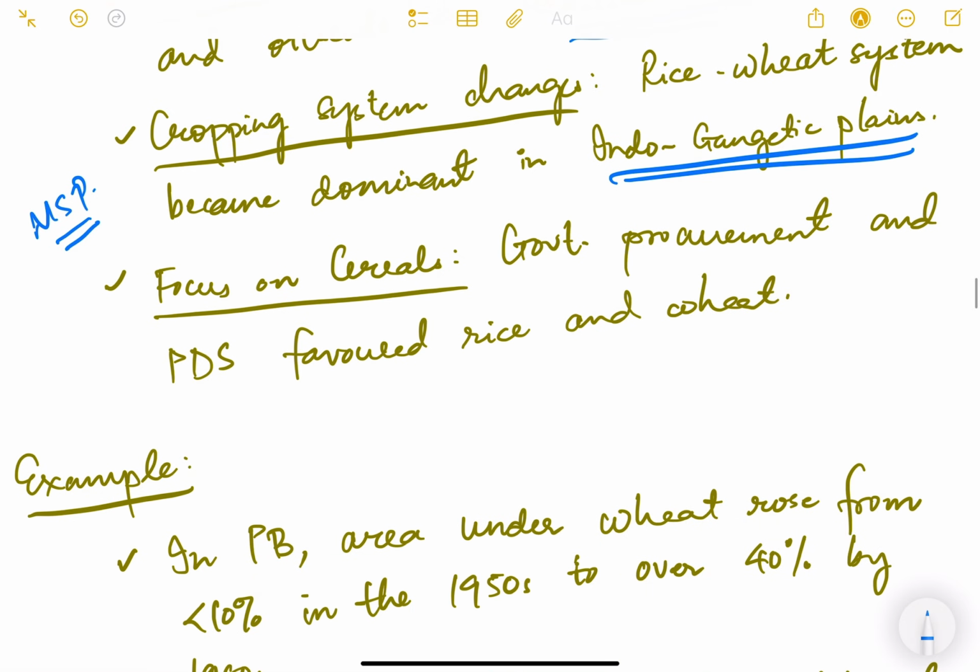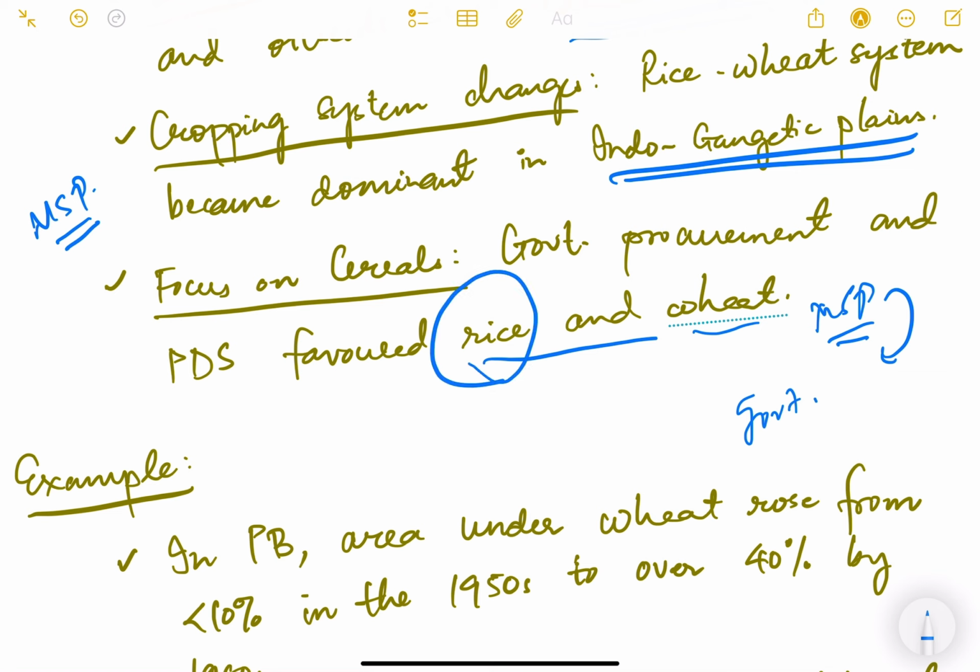And focus on cereals. Government procurement and PDS favored rice and wheat. As I have told you that procurement, that is announcement of MSP, and after announcement of MSP, government also procures, means directly buys it from the farmers. So procurement focuses on rice and wheat even today. So that is why there is a guaranteed price that will be given to the farmers, guaranteed income. So people prefer growing rice and wheat.